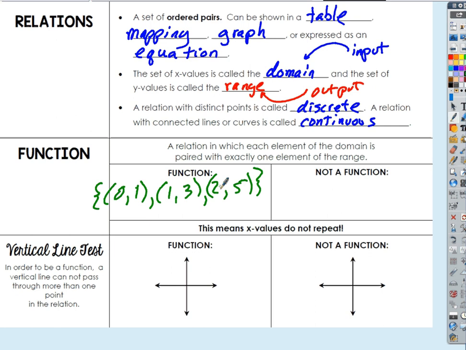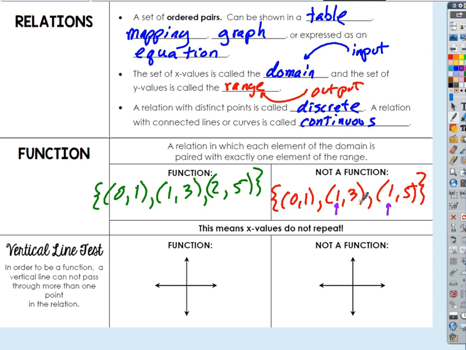Now let's look at an example of a relation that is not a function. Maybe we got the point (0, 1), the point (1, 3), and the point (1, 5). Why is that not a function? Where are we breaking the function law here? The 1. Yeah, look what happens here. When x is equal to 1, we get 2 output values, 3 and 5. So therefore, it's not a function.